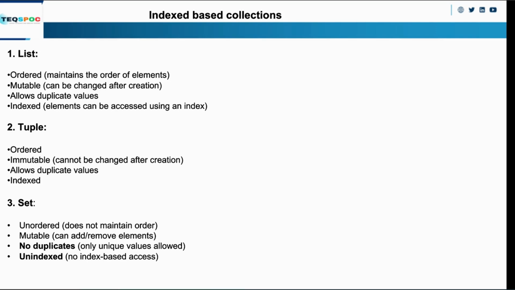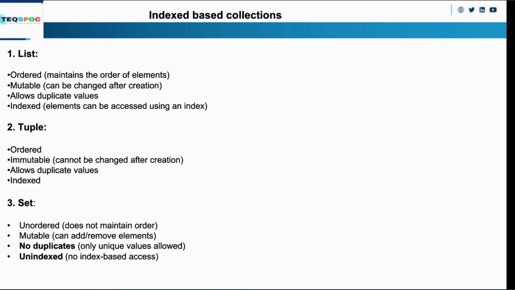And the last one is index. As I said, I can fetch any element in the collection using the position number. So that's all about list.